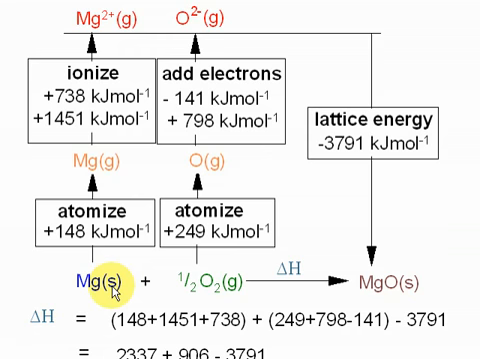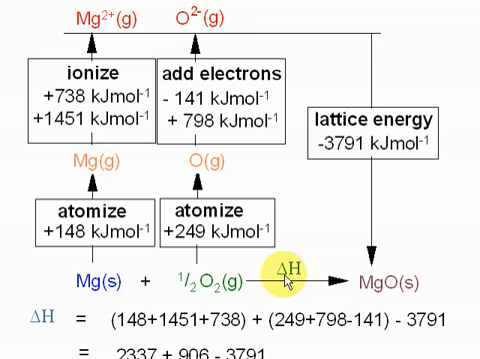Here we have magnesium in the solid phase. We want to atomize to get it to magnesium in the gas phase. Then we want to ionize twice to get it to magnesium 2+. Here's oxygen as a molecule. We want to atomize to make it oxygen atoms. Then we want to add electrons. That's the first electron affinity and the second electron affinity to make oxide ions, O2-. And we can also add the lattice energy as well.